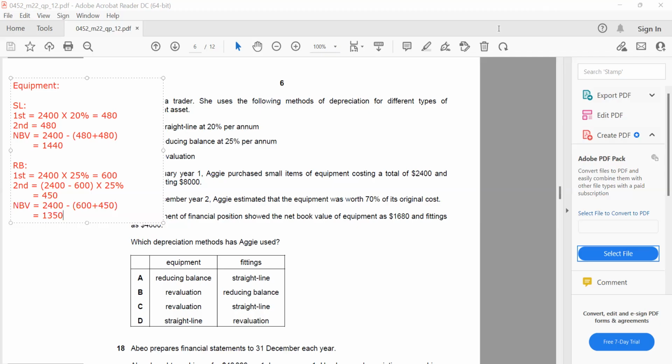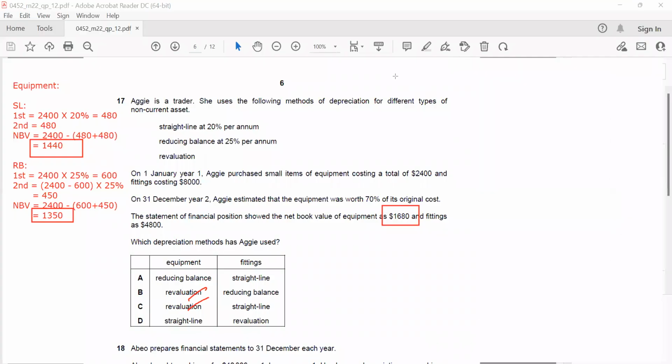So both also do not appear in the amount, because they say the amount is 168. So this is not the same. So this one most probably will be the evaluation. So the next item is fitting.